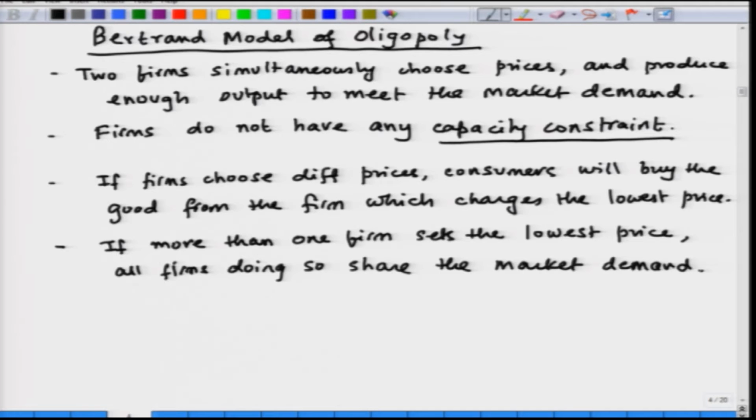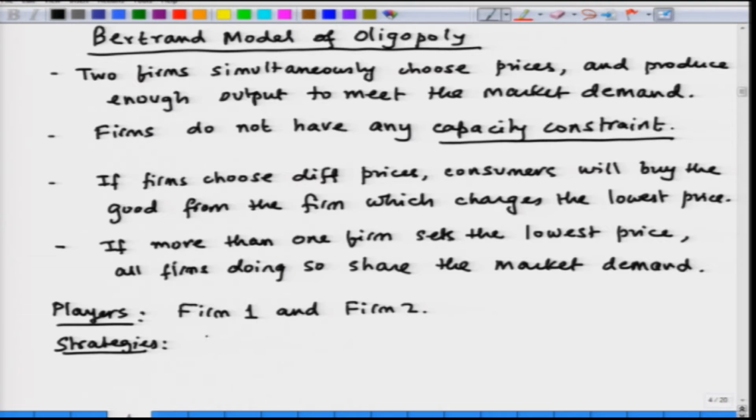Right. So, now, let us formally set up the model. The players are the two firms, firm 1 and firm 2. These are the two players. The strategies for the two players are choosing a price, choosing a set of prices.